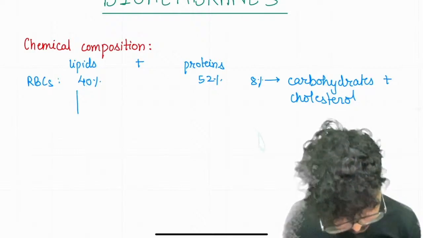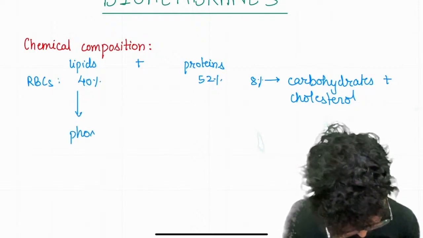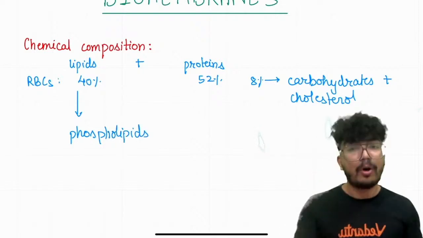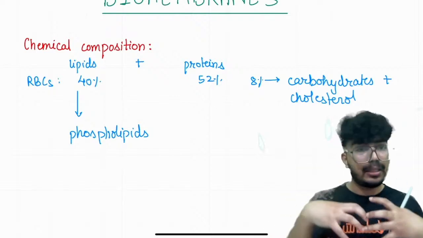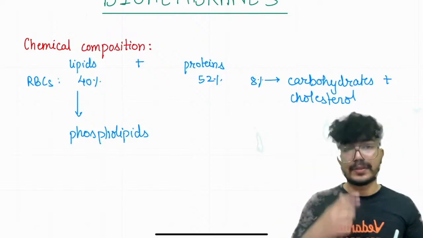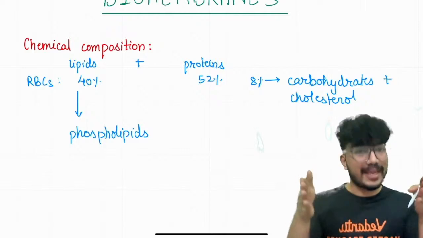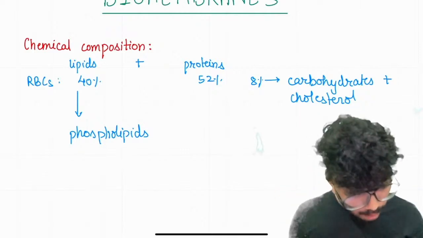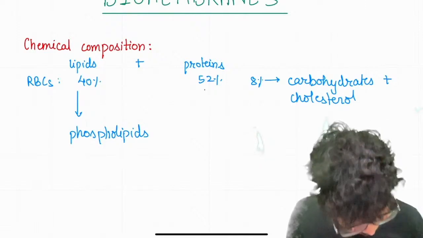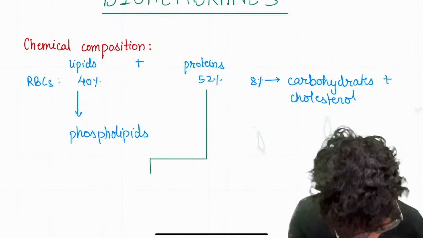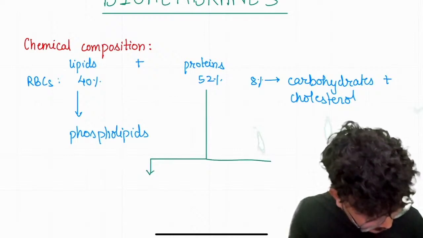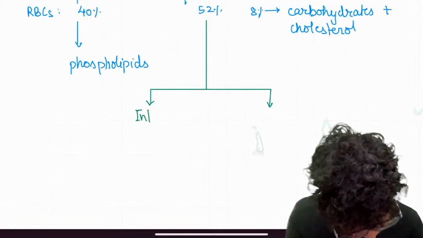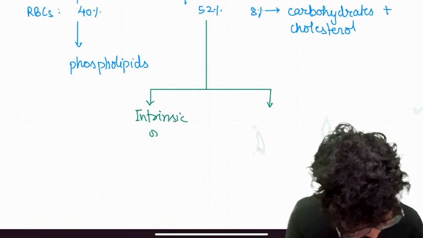For the lipids, the primary ones are the phospholipids. And for the proteins in the plasma membrane, in the biomembranes I should say, they can be classified into two major categories: the intrinsic or integral proteins and the extrinsic or peripheral proteins. Okay, so the proteins that are there in the plasma membrane can primarily be classified into two categories. The first one is the intrinsic or integral proteins.